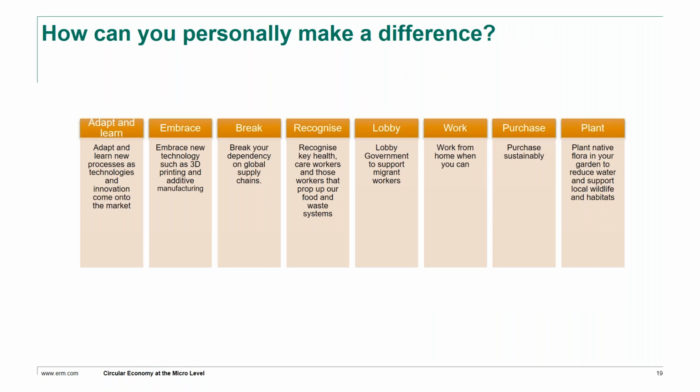And lastly, how can you personally make a difference? These are my 8 principles for personally making a difference in moving towards a circular economy. So ensure you have the ability to adapt and learn as new processes, technologies, and innovations come onto the market. Embrace new technology such as 3D printing and additive manufacturing, which is the creation of lighter, stronger parts and systems. Break your dependency on global supply chains.